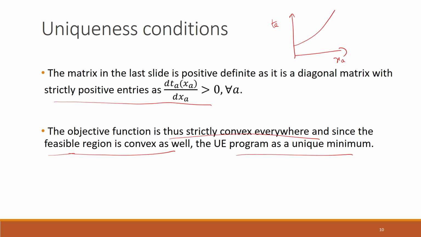So therefore if the objective function is strictly convex everywhere, it is also strictly convex at a given point x star, and it is also convex everywhere. Therefore those two first conditions also hold, and the feasible region is convex, and therefore the user equilibrium problem has a unique minimum. So whatever solutions are obtained from the first order conditions, those are also the minimum.